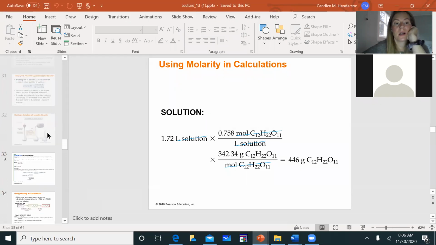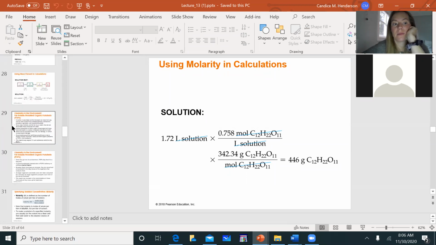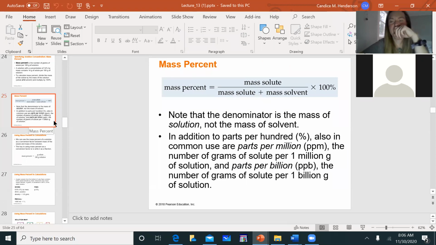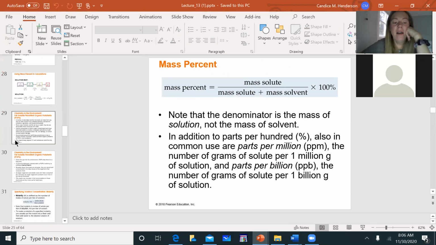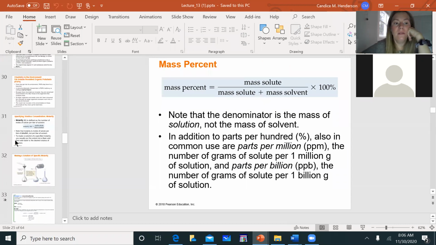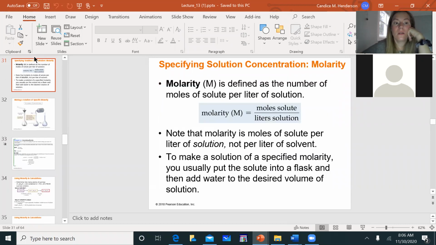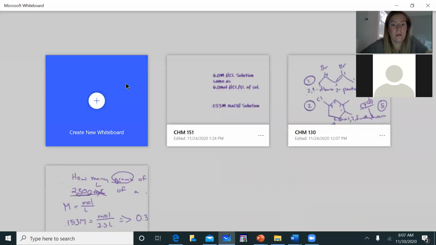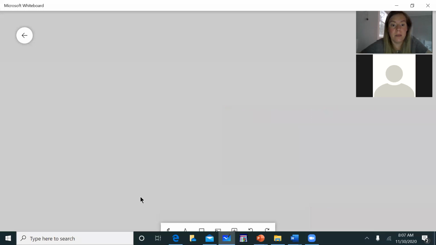We left off talking about the different ways to represent concentration. We had mass percent, and then we also had molarity. Mass percent is comparing grams to grams. Molarity is moles over liters, which is the most useful one that we have. And then I want to do one more that isn't in the slides, but is still useful, and it's in your text. That's mass volume percent.